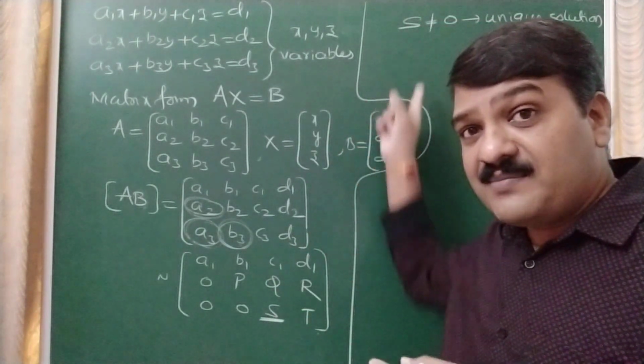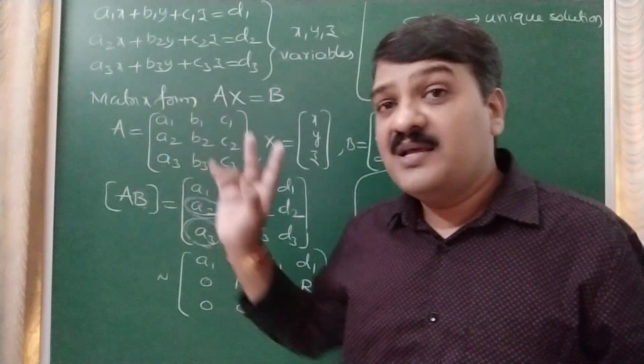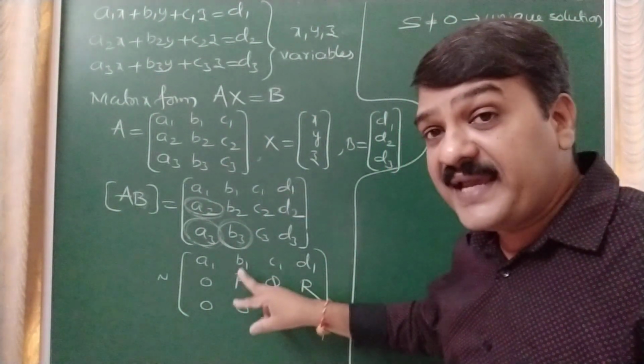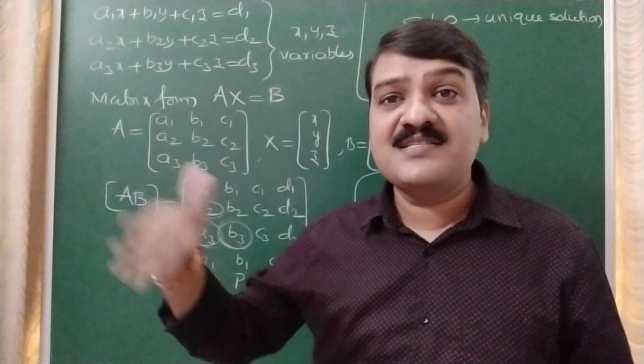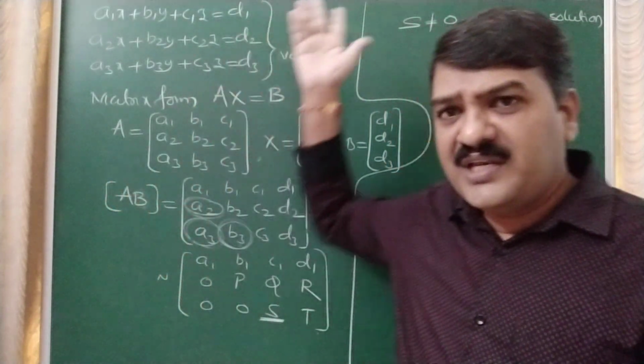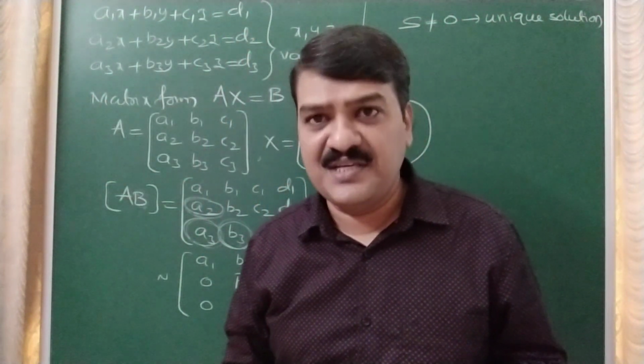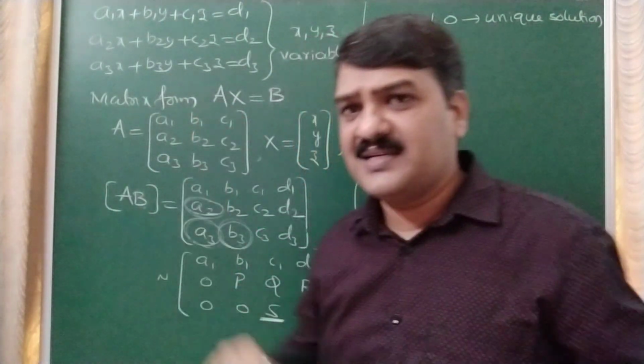The process which I am writing is not applicable when any two rows are same or when any two rows' elements are in same ratio. Then this process is not applicable. You will get infinite solutions in that case. We will discuss that later.